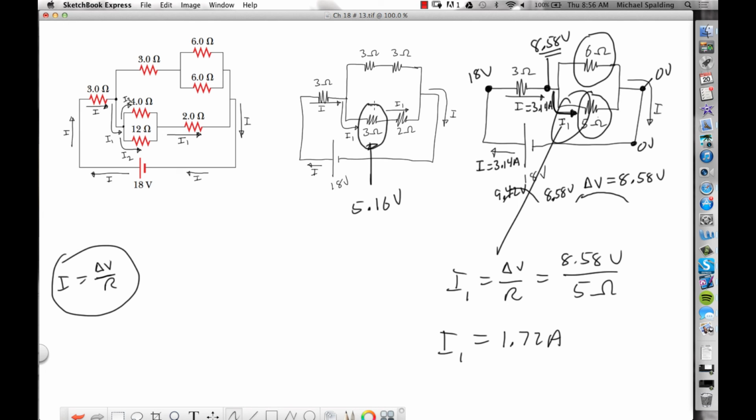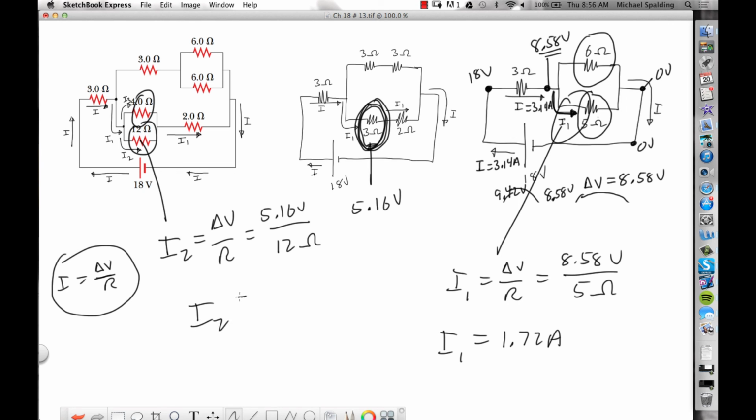So look, if the voltage across this guy is 5.16, what must be the voltage across these guys? 5.16. So now you can go I2, which is what we're looking for, is delta V over R. 5.16 divided by 12. So I2 is 0.43, which is the answer.